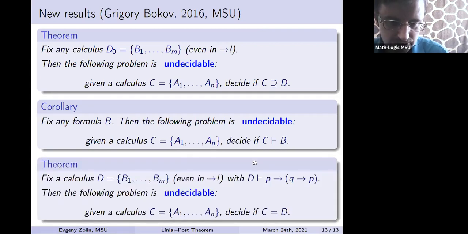Well, and the last result. The last theorem holds not for all logics, but for all logics that can derive this first axiom of our system, P implies (Q implies P). So if our logic can derive this formula, then it is undecidable, given a finite set of formulas, whether this new calculus has exactly the same theorems as D. Here we had only inclusion, and here we have equality. So the difference is here.